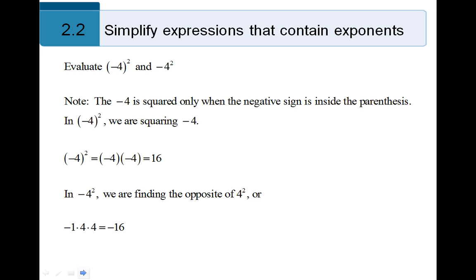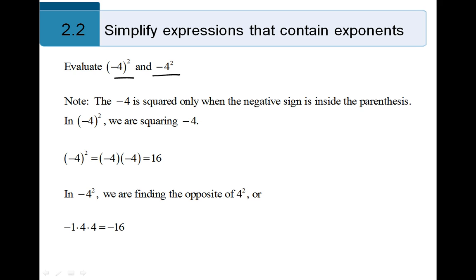Let's evaluate negative 4 to the 2nd power and the opposite of 4 squared. Now notice these look very similar. In negative 4 squared, the negative 4 is inside parentheses. If it's a negative number, it needs to be inside parentheses. This is not a negative number here. It's the opposite of 4 squared. The negative 4 is squared only when the negative sign is inside the parentheses. In negative 4 squared, we are squaring negative 4.